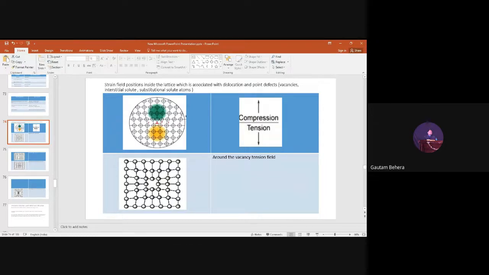You understand? Around the carbon atom we have a compression field because the carbon atom is bigger in comparison to the void size. So it will have a compression field, and here we have a tension field. So the carbon atom will come and sit in the dislocation core. Do you remember this is called the dislocation core? Somebody remember? So this will accumulate over here.